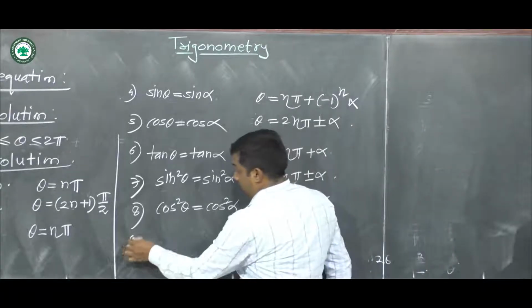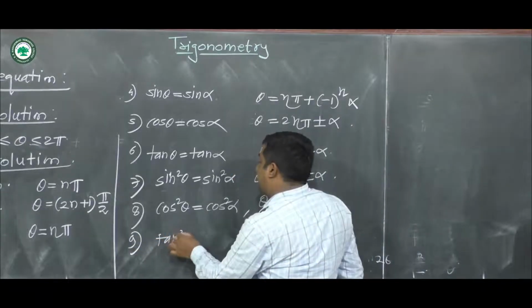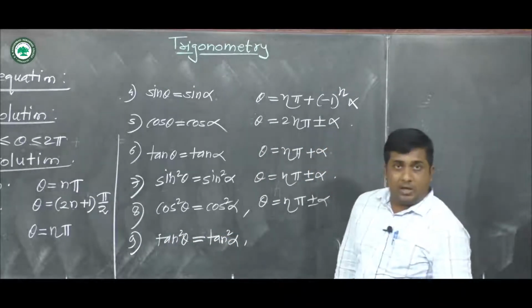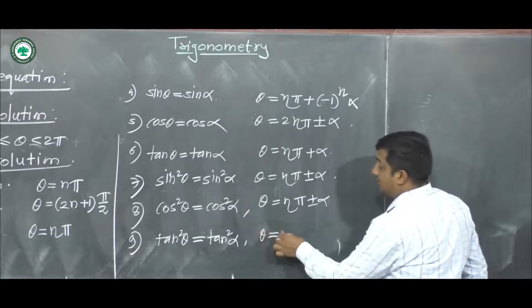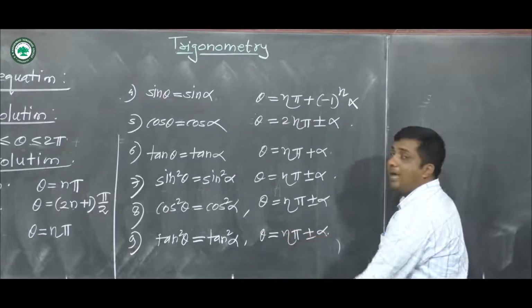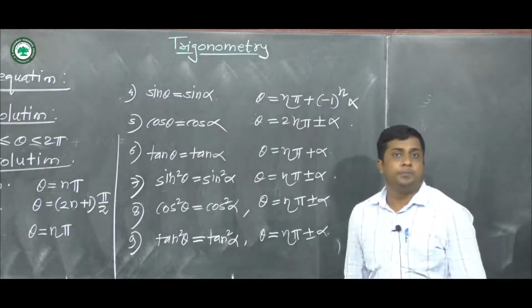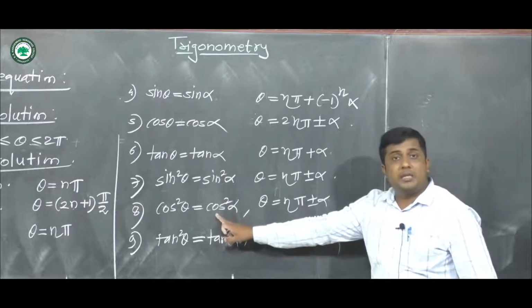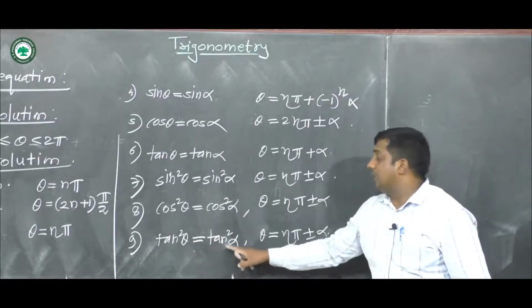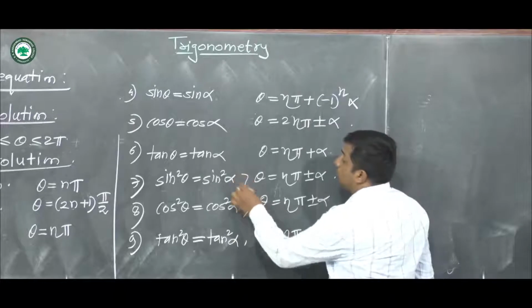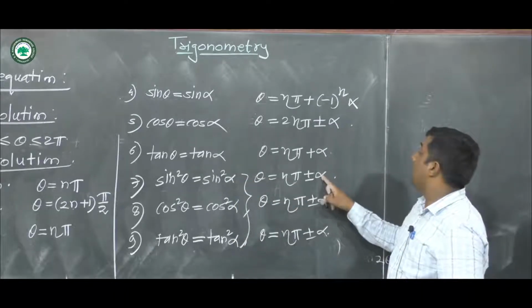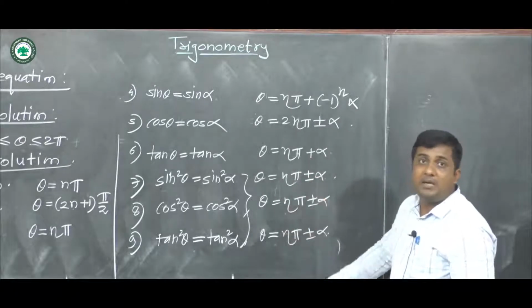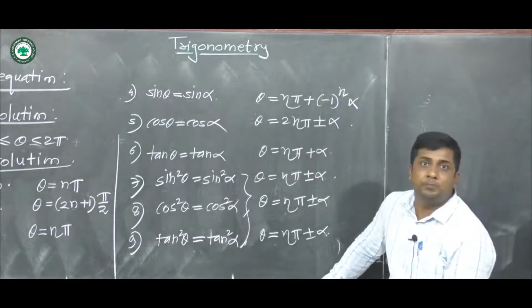And for last, here tan square theta is equal to tan square alpha. Again, general solution for this is, here theta is equal to n pi plus minus alpha, and here n belongs to Z. So for sine square theta equal to sine square alpha, cos square theta equal to cos square alpha, tan square theta equal to tan square alpha, general solution is one: theta is equal to n pi plus minus alpha. For these three, n pi plus minus alpha is for general solution.